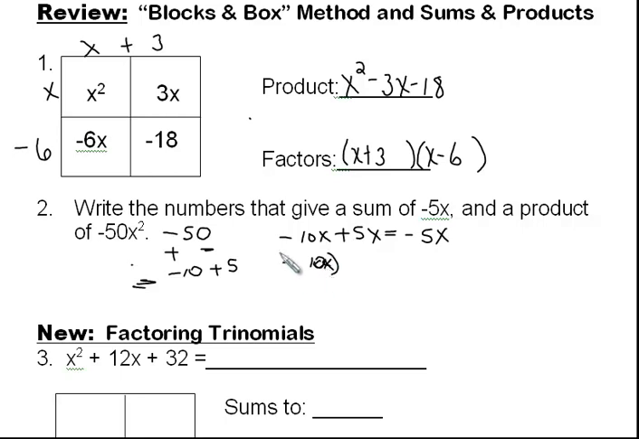Negative 10x times 5x, then I will get negative 50x squared. And that's what I'm looking for. Okay, so that's review. That's what we've done in the past.